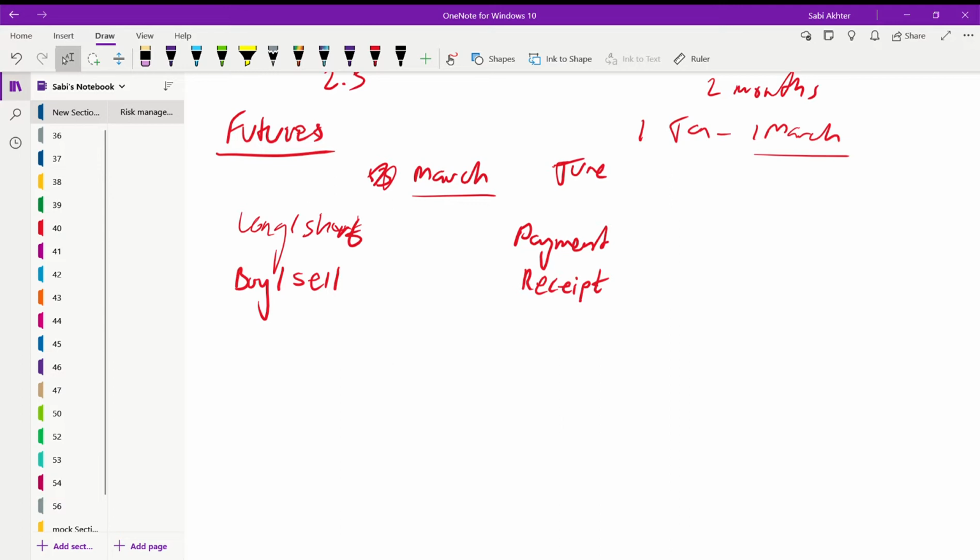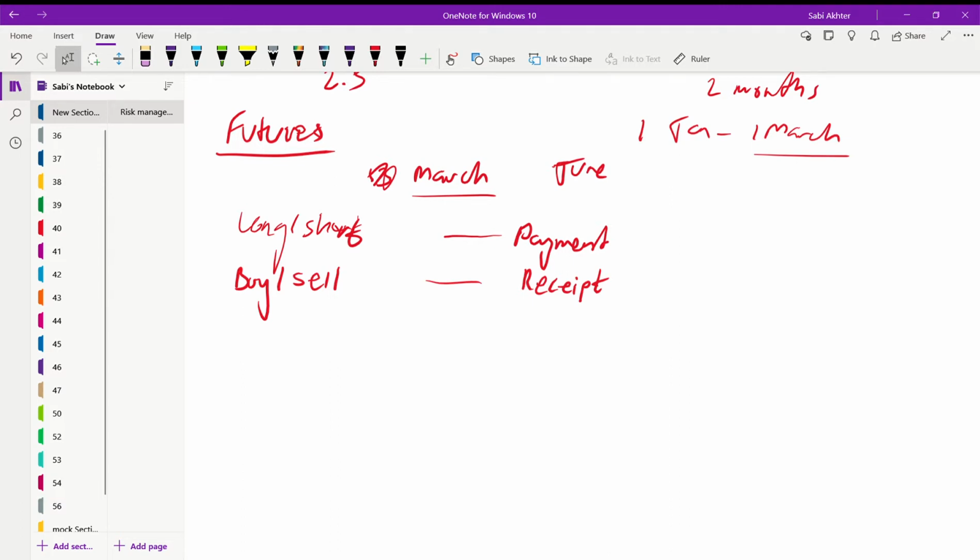So payment and receipt. If it's a foreign payment, you buy. And if it's a receipt, you sell. Simple as that. But you have to see the future, the price also in future. The contract size of the future. Because future has some contract size.